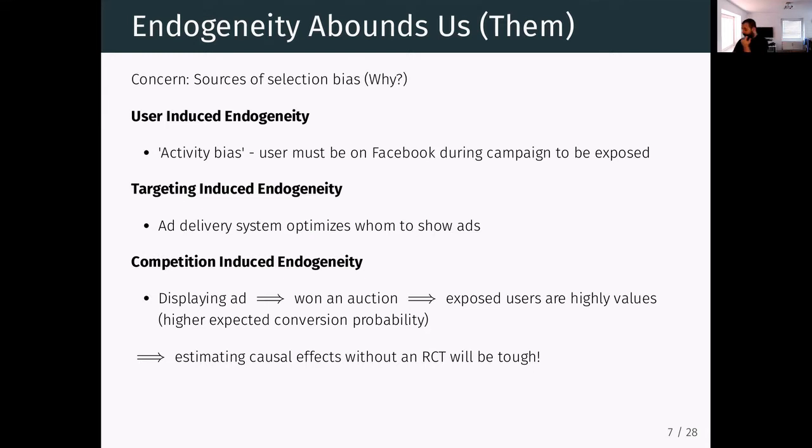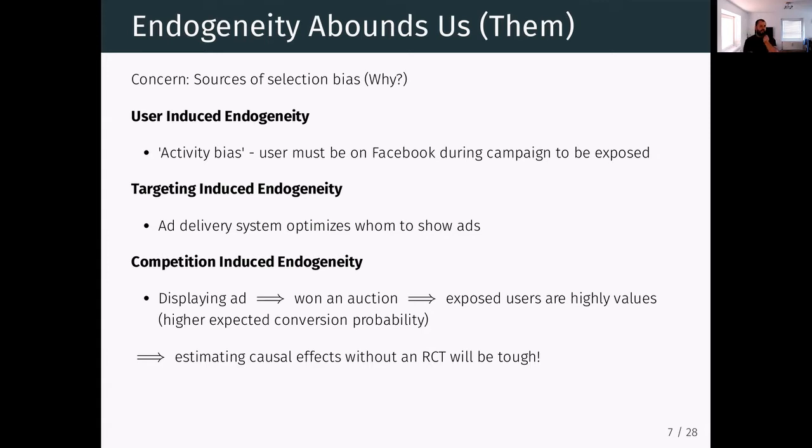Going back to an earlier lecture, I forget exactly what number, we talked about, when you have selection bias, the idea of selection on observables, that your OLS estimator is going to be biased and not give you a causal effect.